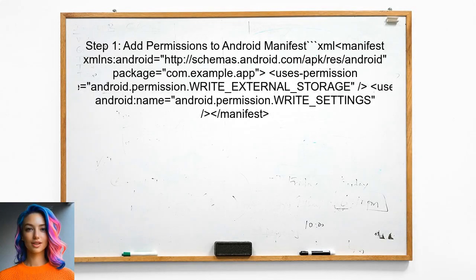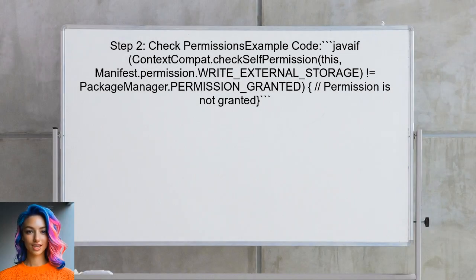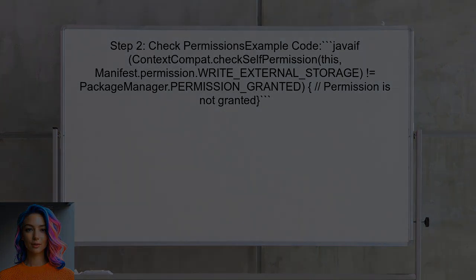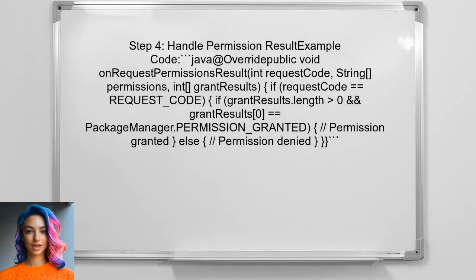To request permissions for writing to external storage and settings in Android, the user should start by adding the necessary permissions to the Android manifest file. Next, the user needs to check if the permissions are already granted. This can be done using the ContextCompat class in the activity. If the permissions are not granted, the user should request them. This is done using the ActivityCompat requestPermissions method. Finally, the user should handle the permission request result in the onRequestPermissionsResult method to check if the permissions were granted.